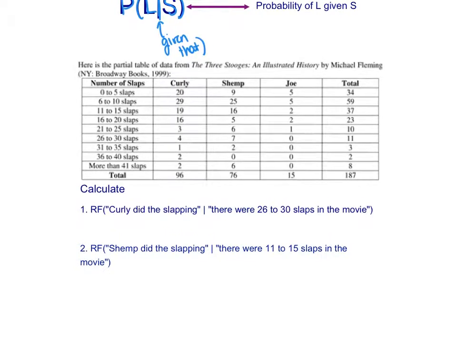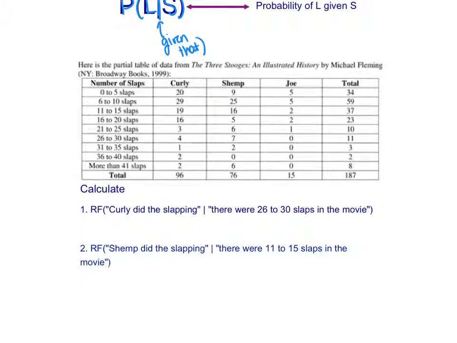So what I have here is some data. It's a partial table from The Three Stooges: An Illustrated History by Michael Fleming, from this article. And what we have here is a two-way chart. We've got 187 total Three Stooges videos that were observed. Here we see that in 20 of them, Curly had 0 to 5 slaps. Shemp had 0 to 5 slaps 9 times. Joe had it 5 times, making 34 out of the 187 where there were 0 to 5 slaps going on, from each of those folks.